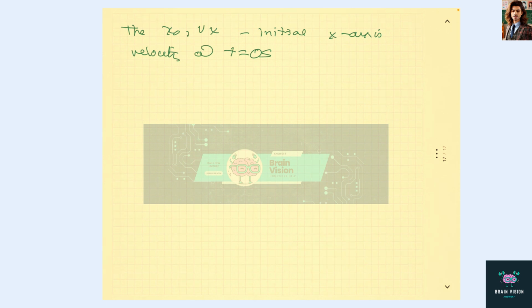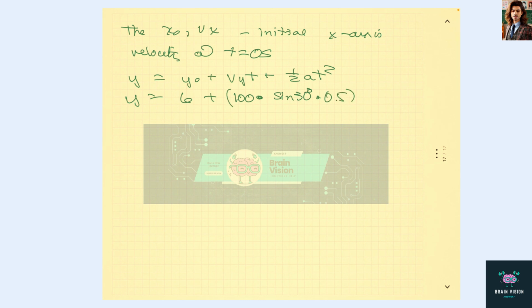So let's do this. y equals y0 plus vy t plus 1/2 a t squared. y equals, we were given 60 plus my initial 100 times the sine of 30 degrees times 0.5, and then we'll add to that 1/2 times negative 32.17 times 0.5 squared. And this will equal 26.98 feet.